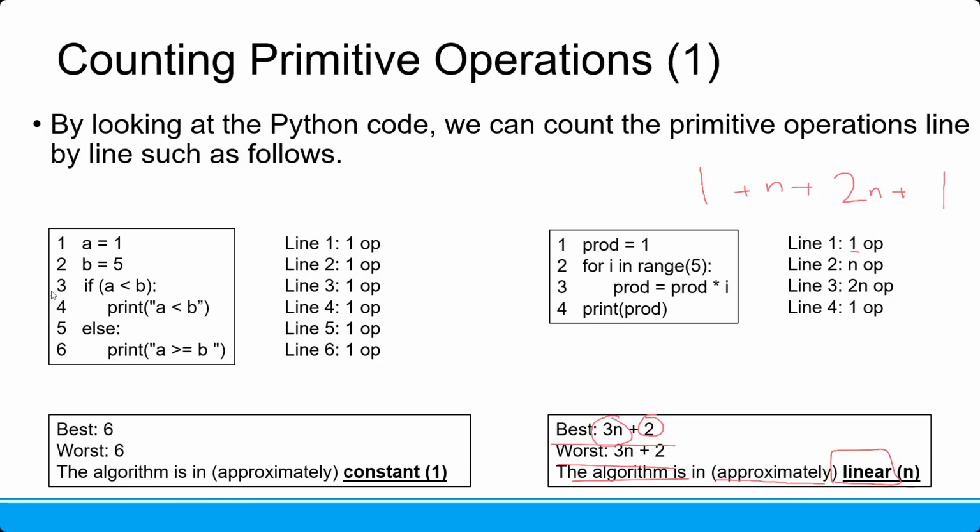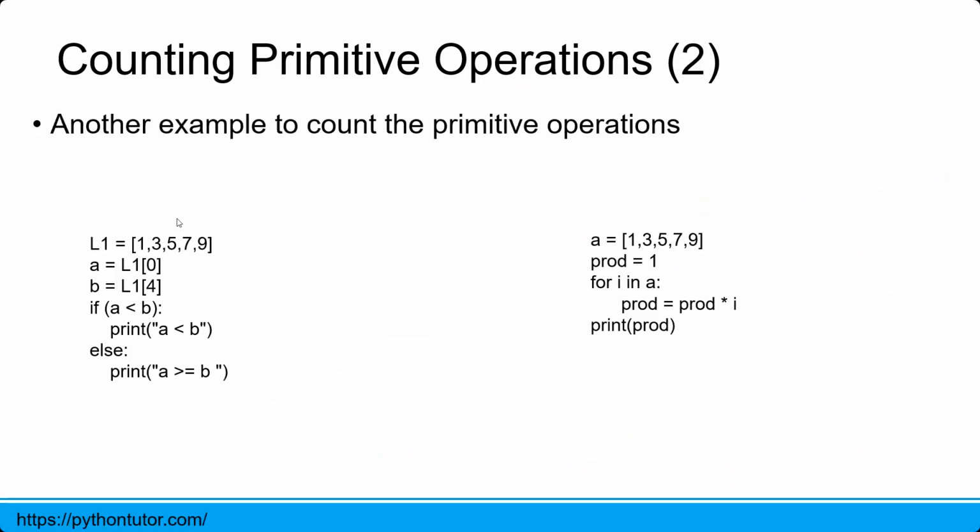Okay. Now let's see another example. What about this? We have a list. We have the data 1, 3, 5, 7, 9. And then we have A assigned as L1. This is L1, index 0. L1 index 0 means this is the data. So it means there's one operation. This is another operation. This is 1, 1, 1, and 1.